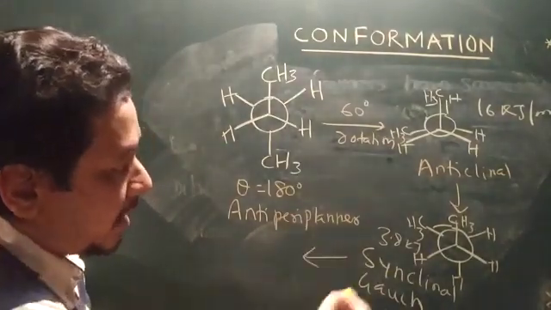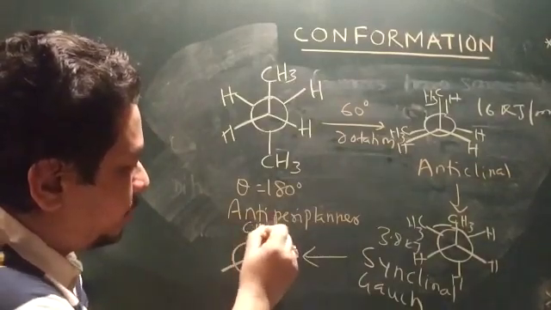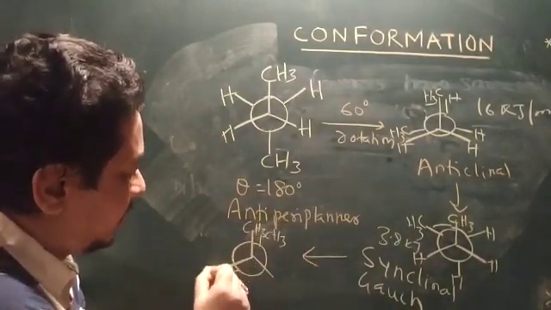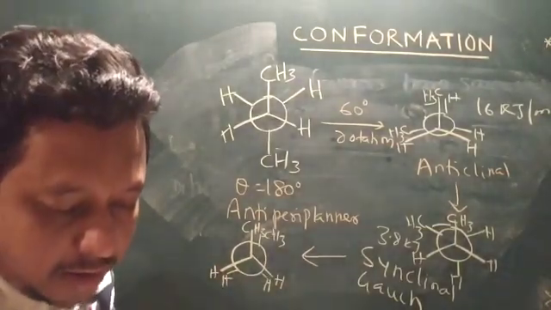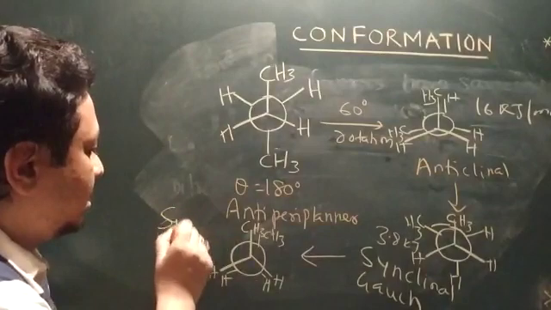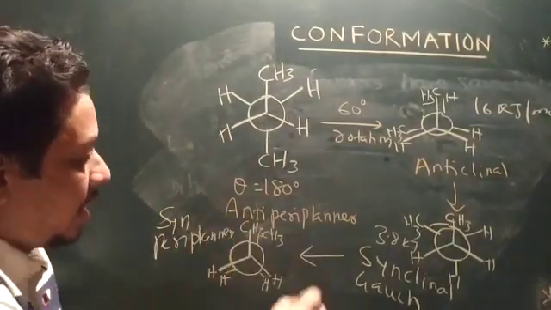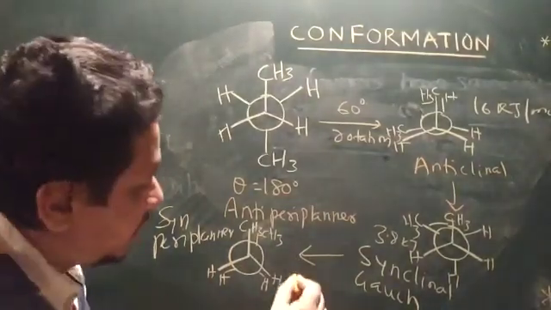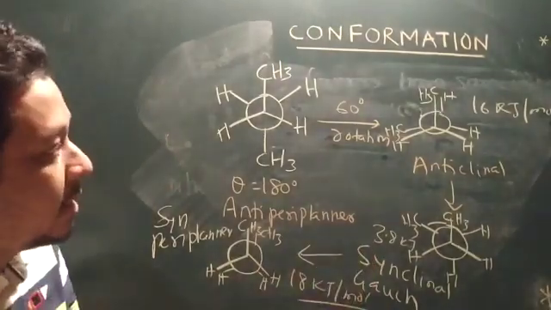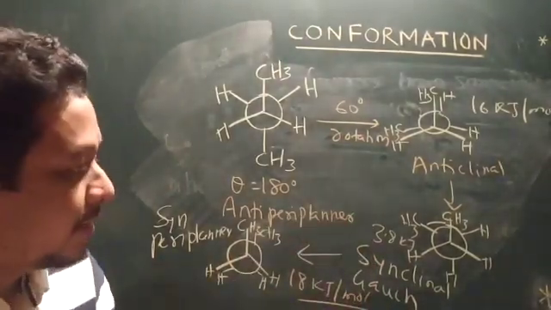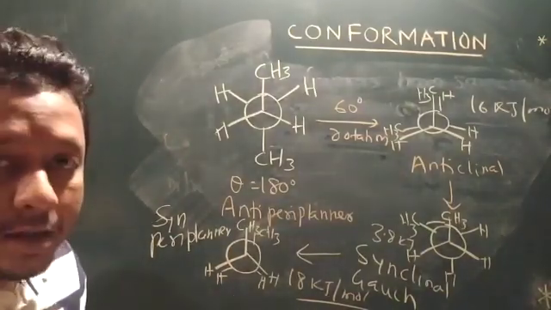Now this will be the highest because over here both the CH3 will be in eclipsed form, and hydrogen also in eclipsed form. So this is your syn periplanar. This is known as syn periplanar, the structure, and the energy associated with it is highest, 18 kilojoule per mole. So this can be a good question of GPAT. Which conformer of butane is least stable? The answer is syn periplanar.